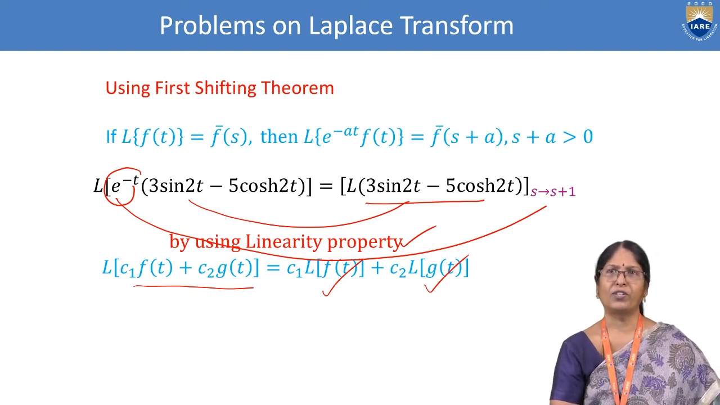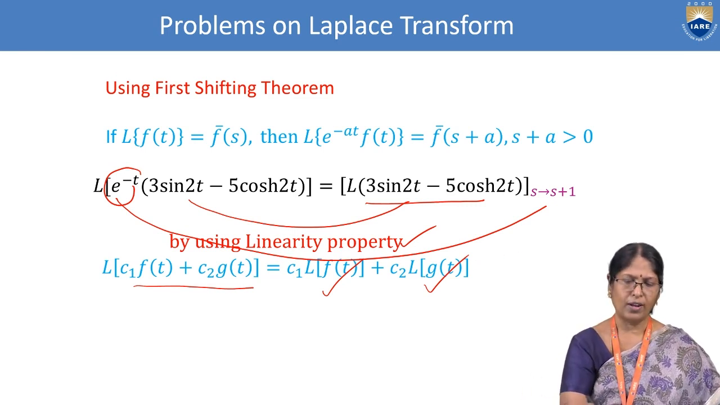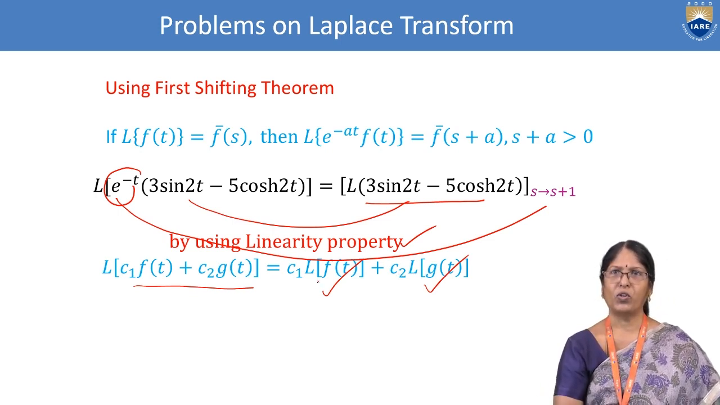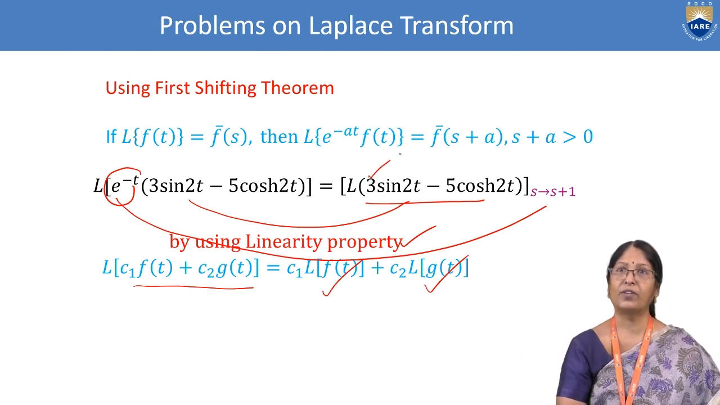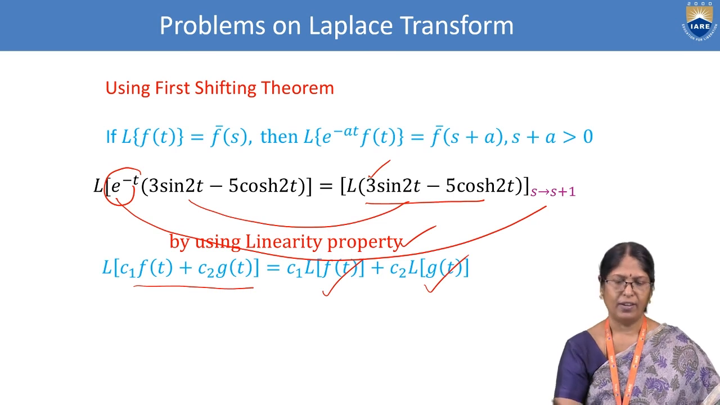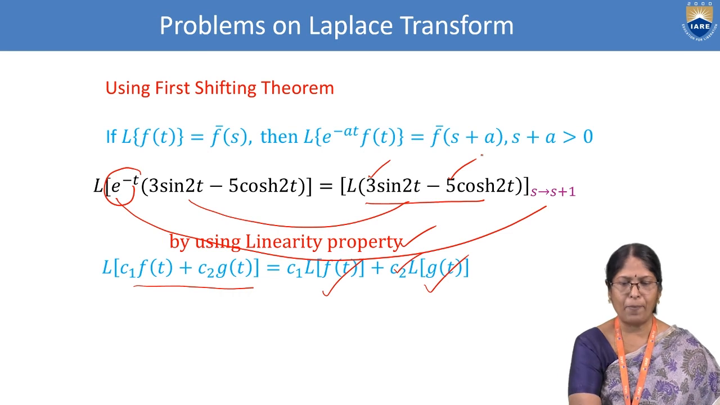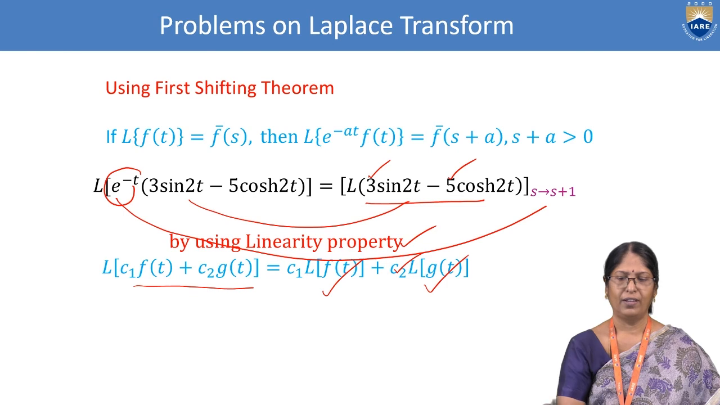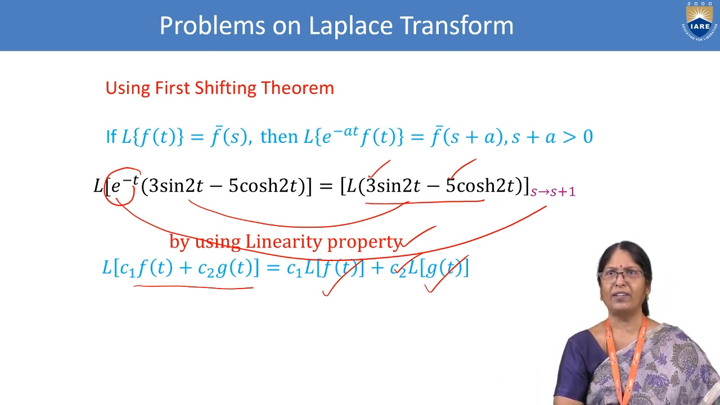Only two functions are given. If more are there, then the third one also we will be writing. Here constants are playing a role. Constants will be written before that Laplace transform. So comparing with our problem, our C1 is 3. Then C2 is minus 5. So Laplace transform of sine 2t we can write separately. Then Laplace transform of cos h 2t separately we can write.